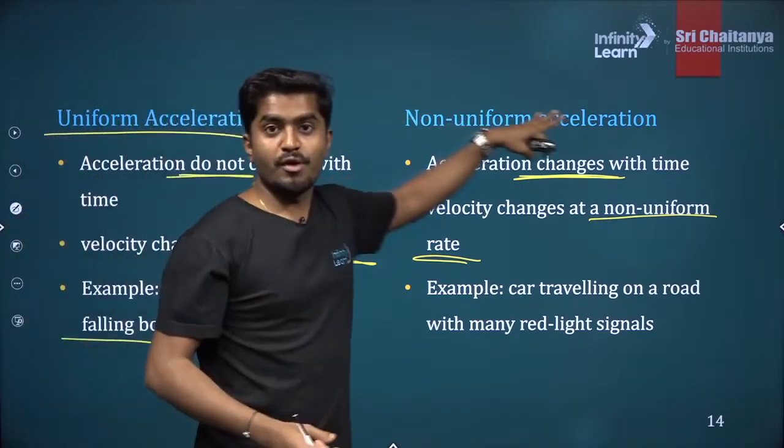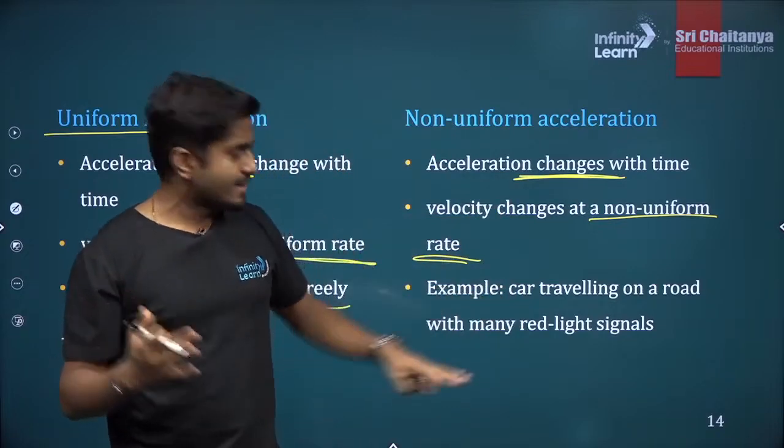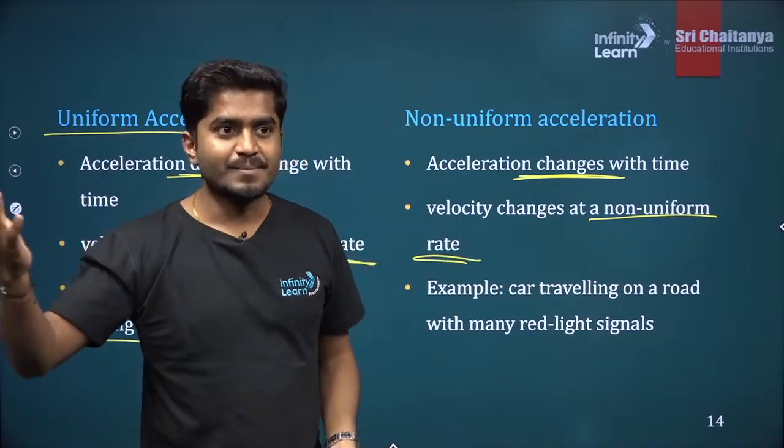And what is a non-uniform motion? All the other motions are like that. Let's suppose you are driving a car or bike. There are a lot of signals, traffic lights, right?